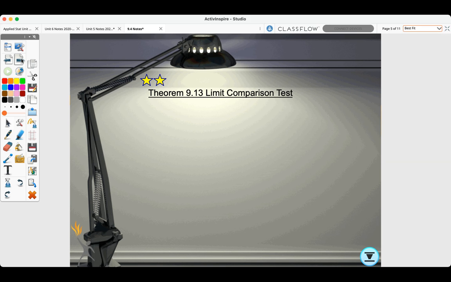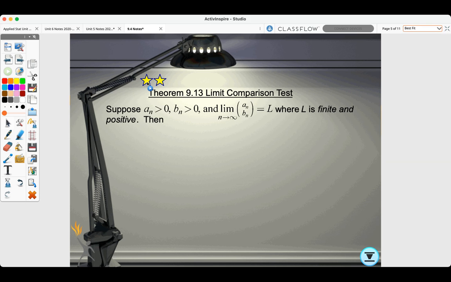Let's look at theorem 9.13, limit comparison test. Suppose that an is greater than 0 and bn is greater than 0, and the limit of an over bn as n approaches infinity equals L, where L is finite and positive. Then the series an and the series bn either both converge or both diverge. If you get 0, you cannot use this.